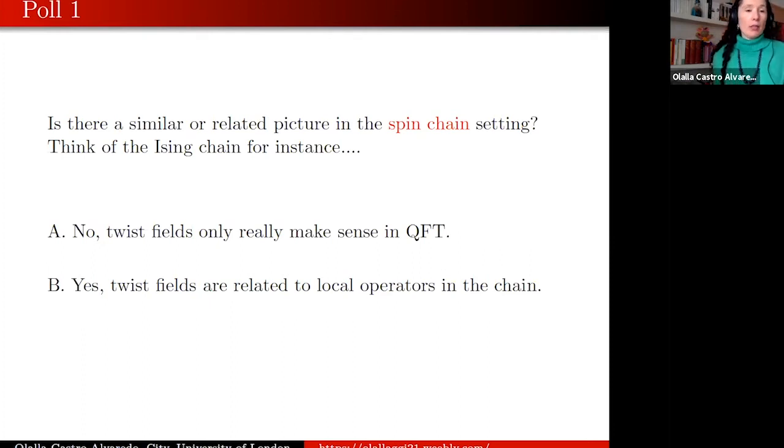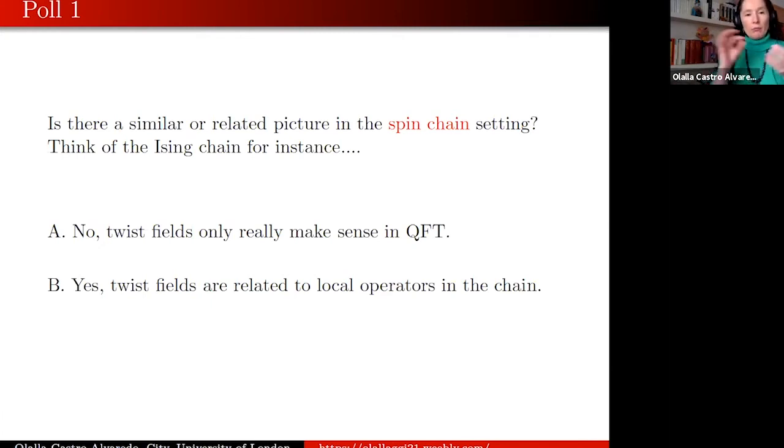So actually the correct answer is B. Okay, so I think if you didn't vote for A, then you are in the majority. So twist fields are related to local operators on the chain. So there is a way in which you can link this notion of twist field to quantum spin chains. And in the Ising model, actually the picture is not so hard to understand. So probably many of you would be familiar with the Jordan-Wigner transformation in the Ising model, which relates the spin operators to the fermionic operators.